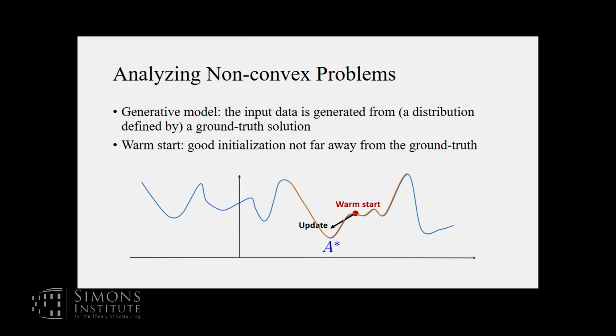So it has some information about the ground truth, and you want to discover the ground truth based on the data. Another approach to go beyond worst case analysis for machine learning problems is the so-called warm start. Basically, it's assuming the initialization is not far away from the ground truth. This is motivated by the fact that the initialization is often set by some human experts. So it's reasonable to assume that it is better than just random guessing, so you can assume that it's not too far away.